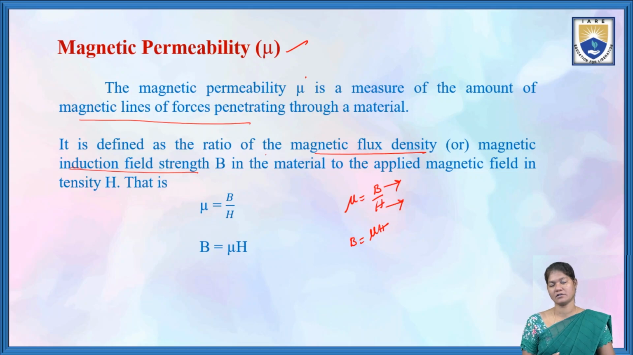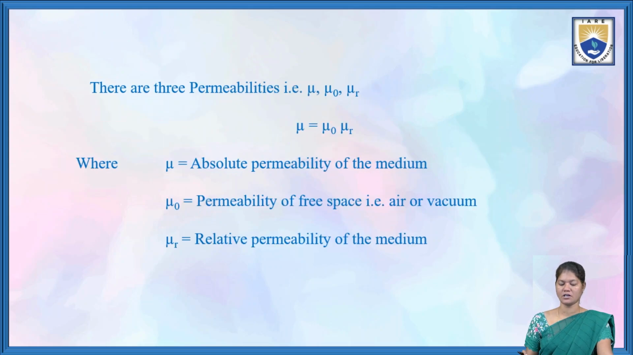How much amount of magnetic lines of force are penetrating through a material. Expressing this mathematically, it can be defined as the ratio of the magnetic flux density to the magnetic field strength. So mu is equal to B by H, B is equal to mu H.